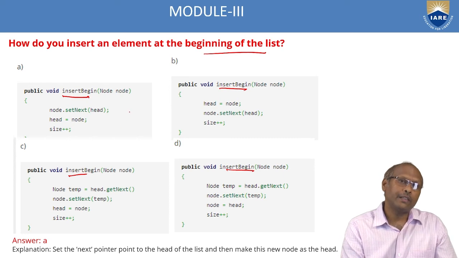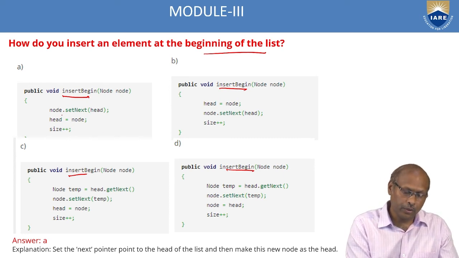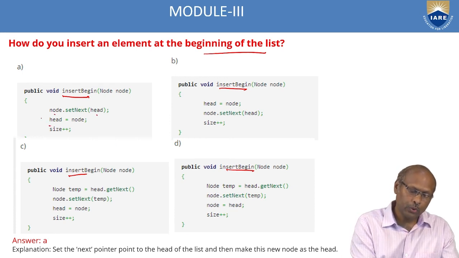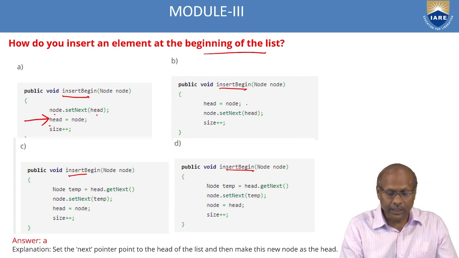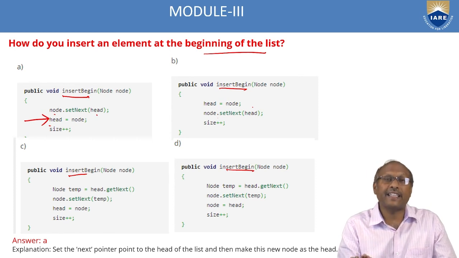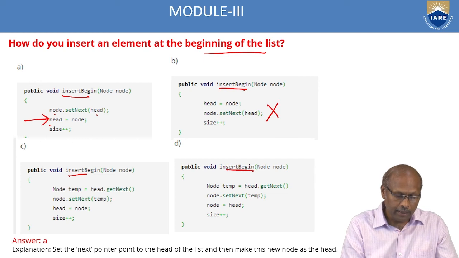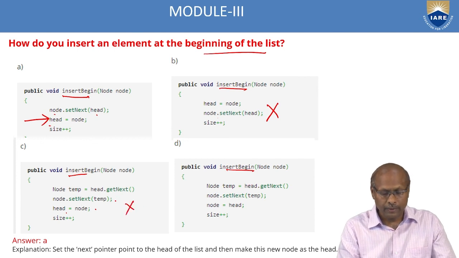Inserting a node means, always the head pointer has to be changed. So node.next is head and head is node. So the head pointer has to change. Whereas here head is node and node.next is head. That means you have lost the address. Starting address gone. So that is not possible. Here node is temp, node.next is temp and head equals node. But head you are not moving at all. So it is also impossible.